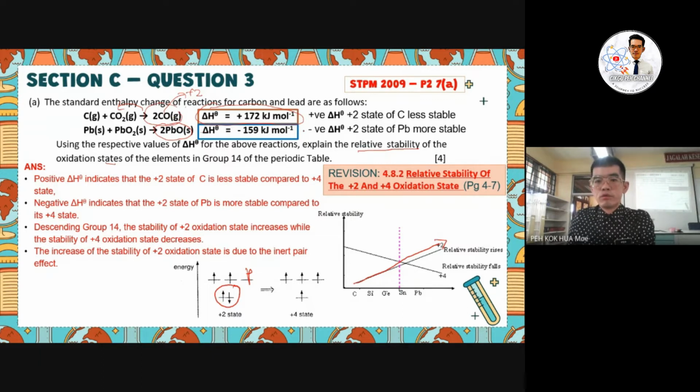Then this will be vice versa for lead. Here it shows a negative value, so this will be an exothermic reaction, which is more stable, forming lead(II) oxide. As per our theory, lead, which has a bigger size, will have the inert pair effect, so the 2 electrons at the p orbital will be more ready to form a bond. So they'll be more stable at the +2 oxidation state.